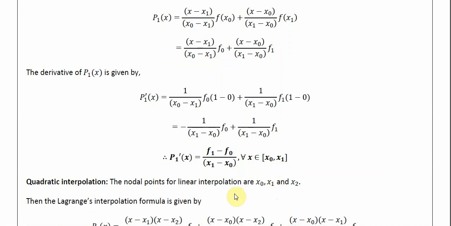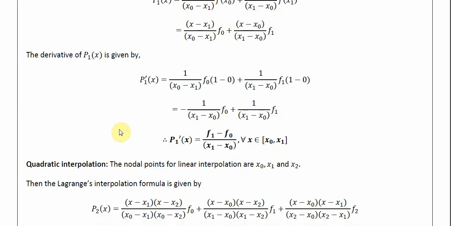And rearrange the terms, the denominators are same, therefore I can add the numerators. This becomes f1. Here there's a minus, therefore minus of f0. Therefore, this is the first derivative using linear interpolation. By linear interpolation, we have used only the Lagrange polynomial of degree 1.